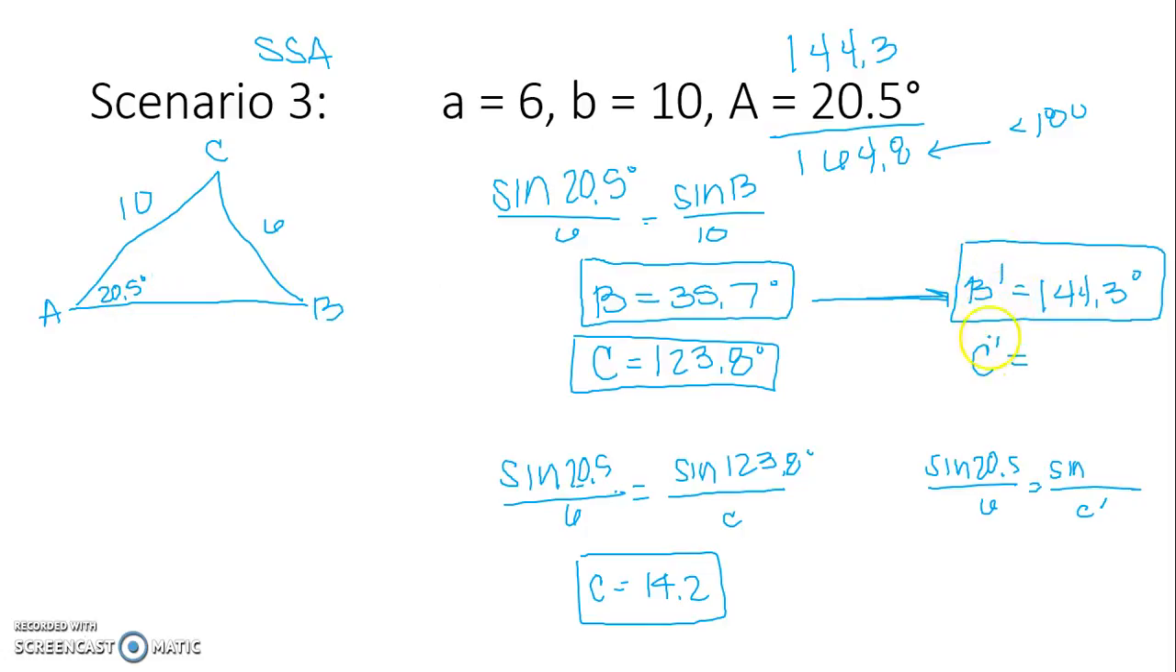Over here, I'm going to do 180 minus my angle A, because that's in the triangle no matter what, and my angle B prime. I get that C prime would be 15.2 degrees. So I can plug that into my law of sines down here. Cross multiply. Divide. I'm getting that C prime, that side, is going to be 4.5.